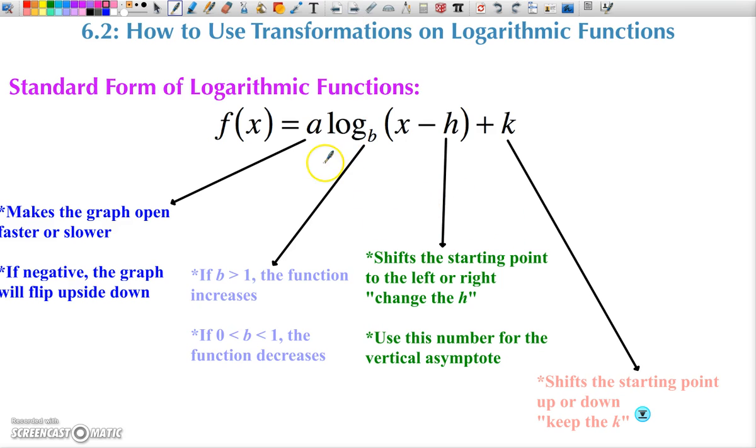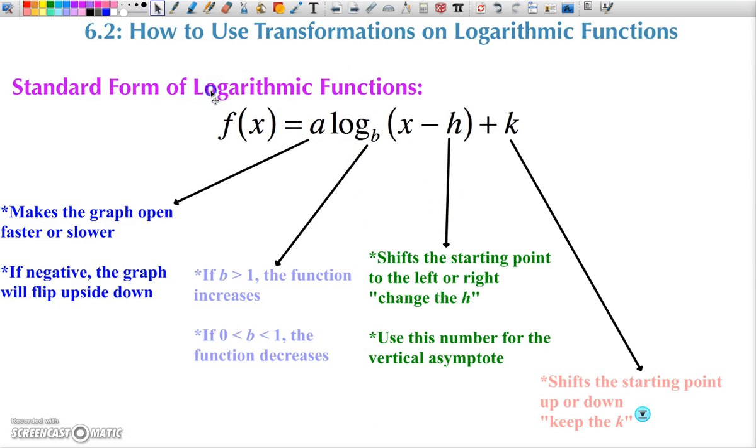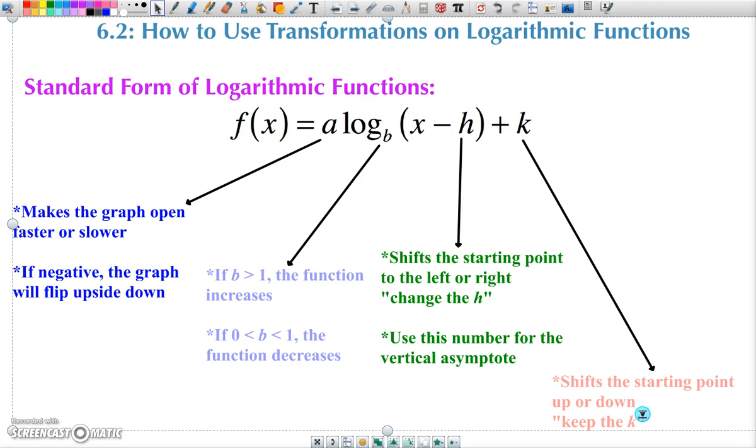Using the transformations, let me go ahead and shift this over a little bit. When we're using the transformations on these functions, we have a couple of things that happen. So our a term out here can make the graph open faster or slower. And so again, that comes back to the same thing like it did with quadratics and with exponential, if it's a whole number or if it's a fraction. If it's negative, then it's going to flip upside down. And then in this one, we don't have any graphs that are going to flip vertically over the y-axis. They're just going to flip horizontally over the x.